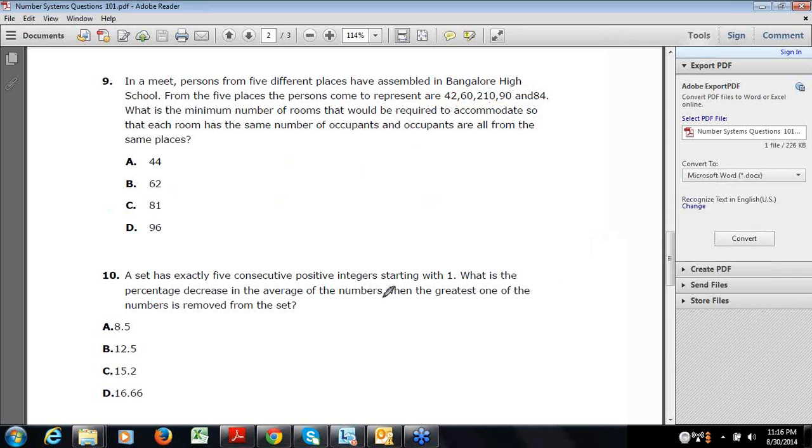Question number 10, it's much easier. A set has exactly 5 consecutive integers starting from 1. What is the percentage decrease in the average of the numbers when the greatest number is removed from the set? What does it mean? It means you have the numbers 1, 2, 3, 4, 5. What is the average of it? Average of these numbers is 3. Okay, now 5 is removed. What is the average of these numbers? The average will be 2.5.